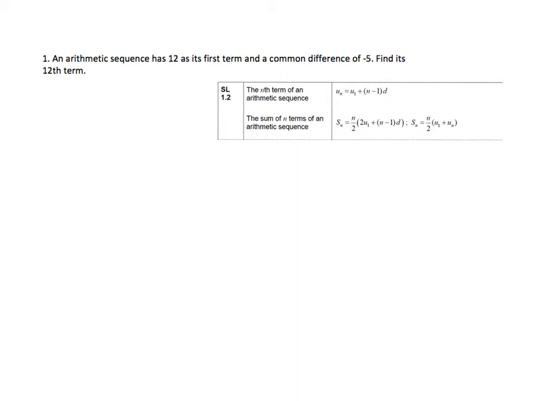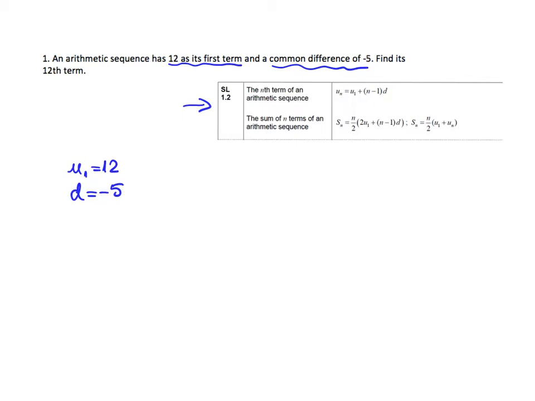Being about an arithmetic sequence, I bring in the formula from the formula booklet. An arithmetic sequence has 12 as its first term, so U1 is 12. And the common difference of negative 5, so D is negative 5.